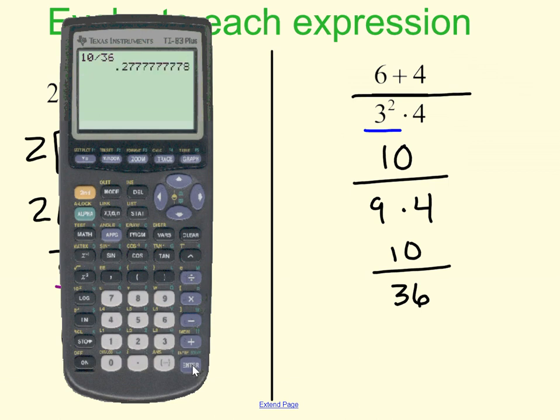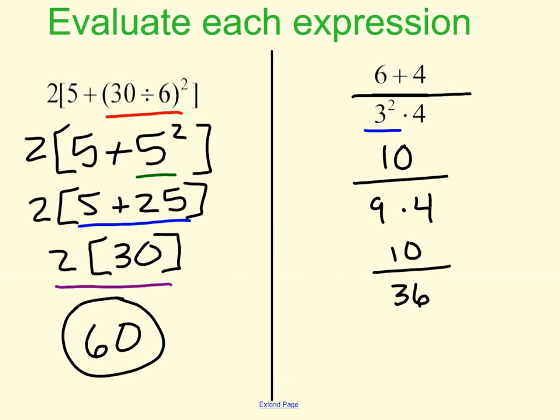Now that gives me a decimal. I don't want a decimal, so I go to math, which is on the far left side, and the very first option says fraction, so I'm going to go ahead and press enter on that. I press enter one more time, and 5/18 is the fraction that I would want for my final answer. So I'm going to say 5/18 is my final answer.